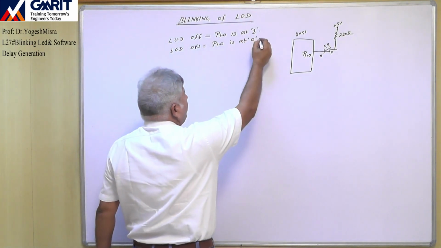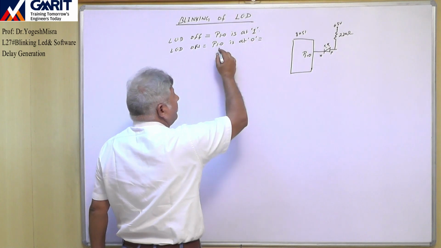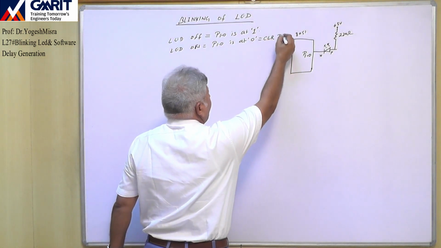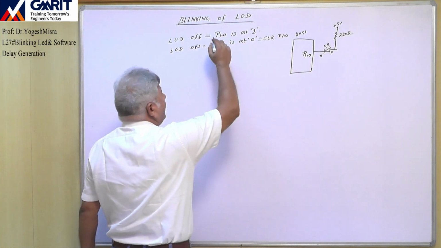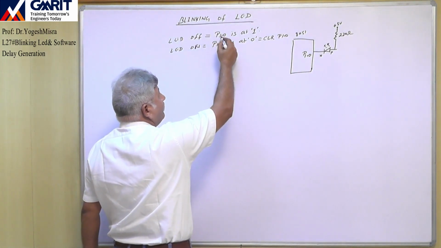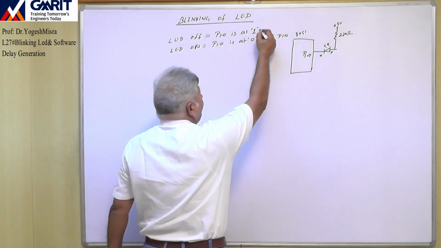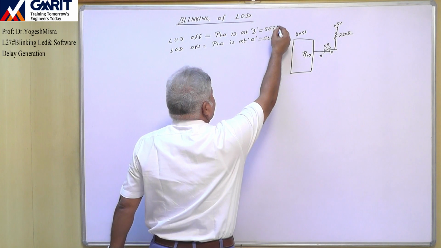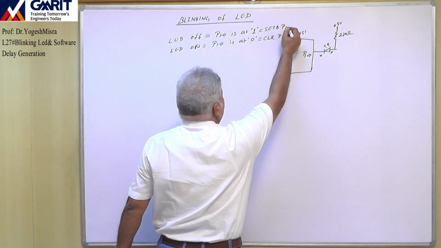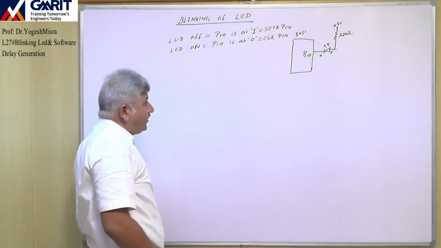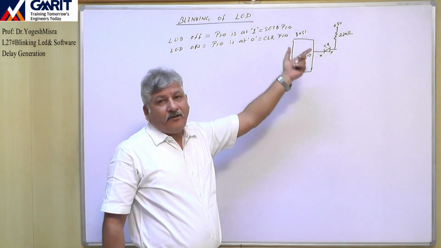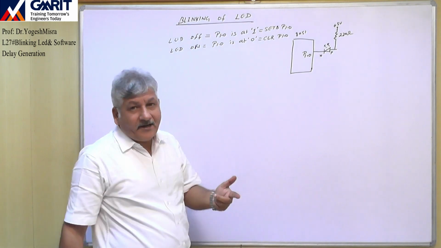Now for making pin number 1.0 at 0 means CLR P1.0, and to make the LED off, P1.0 is at 1. At 1 means here you have to generate 1. How will we generate? SETB P1.0. So basically we will use SETB P1.0 and CLR P1.0 to blink this LED.